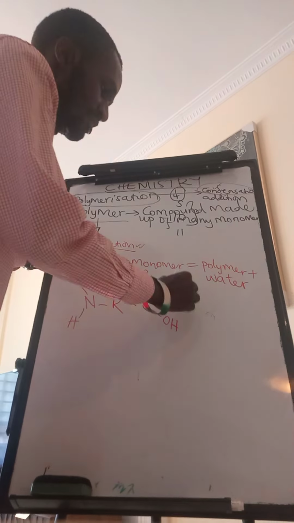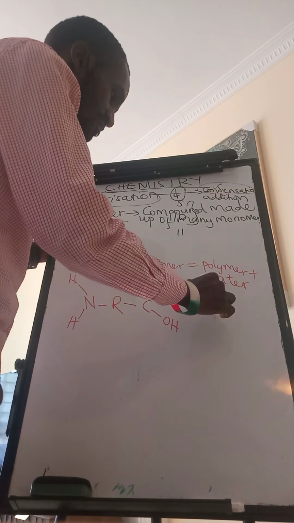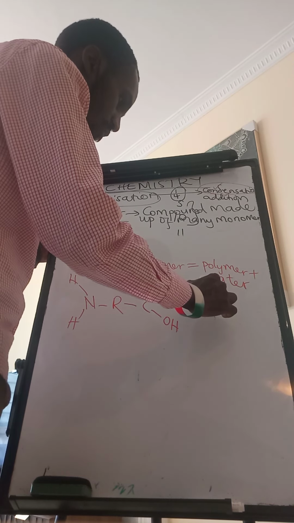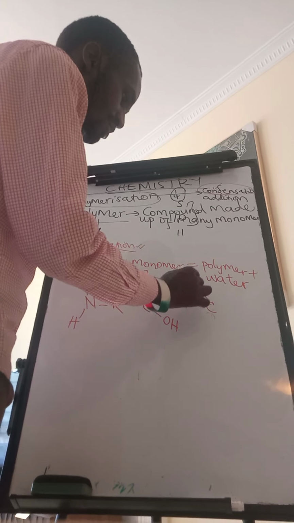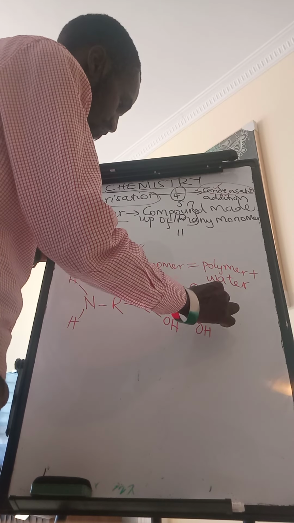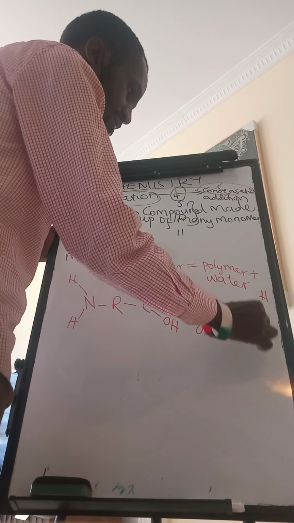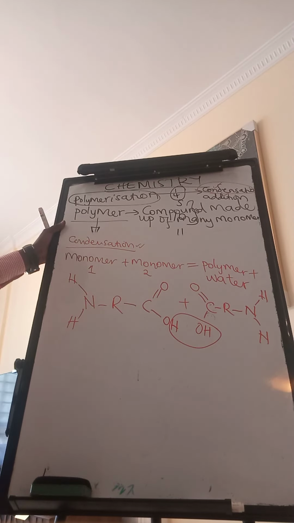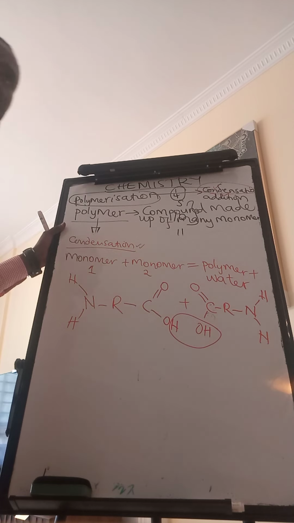I'm actually taking this amino acid, then adding onto another amino acid, isn't it? So I'm going to write, for example, I can put here C, then double bond oxygen, and I can put here the OH, then I can say R, then N, then H, then H. So I can do this, you see. So in that case, this one gives me a water molecule, isn't it?